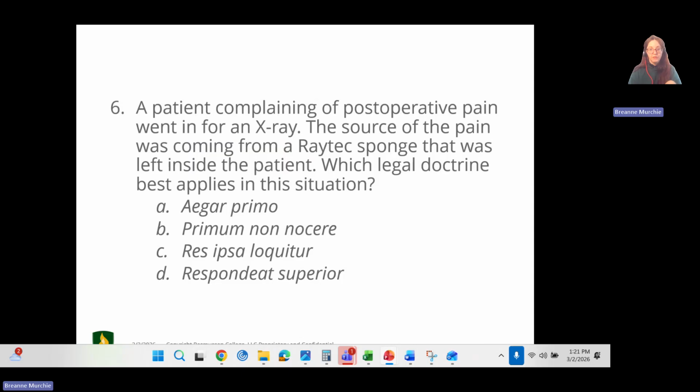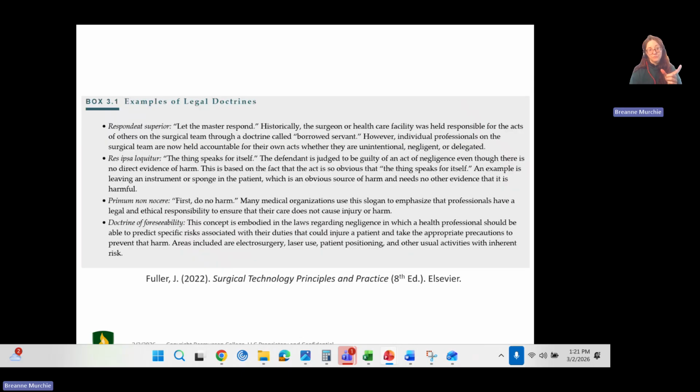Number 6, a patient complaining of postoperative pain went in for an x-ray. The source of the pain was from a Raytex sponge that was left inside the patient. Which legal doctrine best applies in this situation? That is going to be res ipsa loquitur. I always have to say that so slow, but that means the thing speaks for itself. Okay, and then these are all the legal doctrines and their examples, so please review. I know it's a little bit of Latin. Please review that on your own, what everything else means. The respondeat superior, the primum non nocere. Please remember to review that stuff on your own.